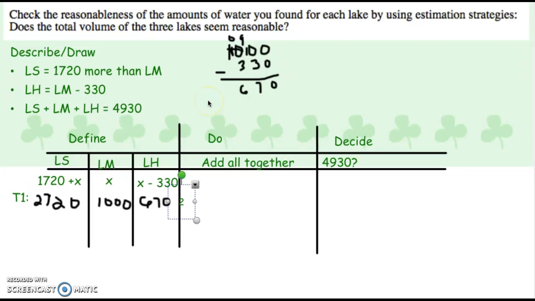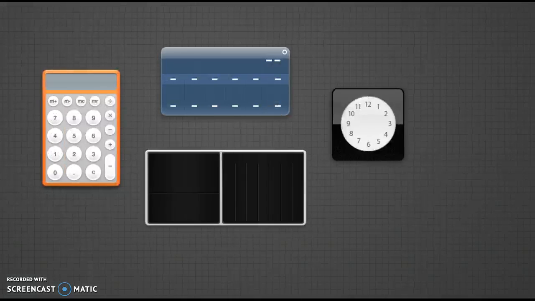All right, so I have 2,720 plus 1,000 plus 670. You can pause the video here if I'm going too fast at any point. I'm going to use my calculator to add those 3 together.